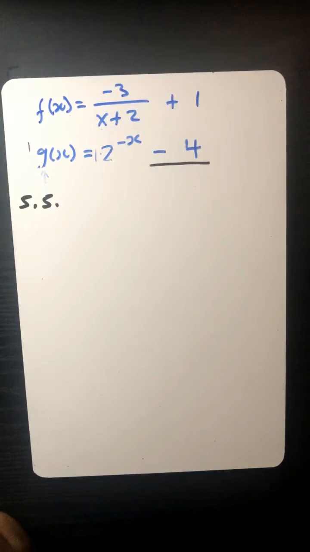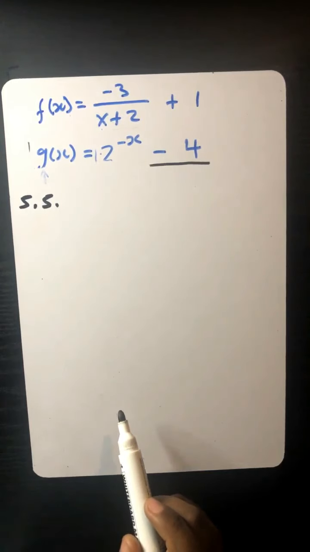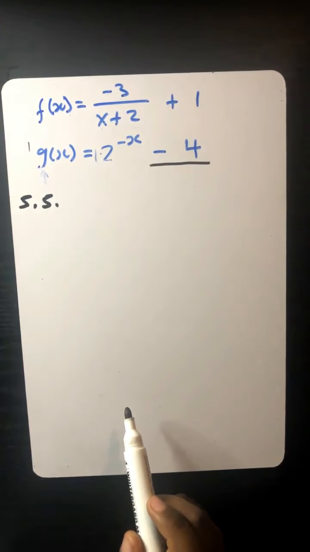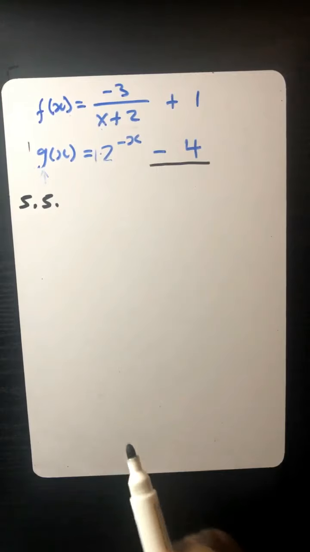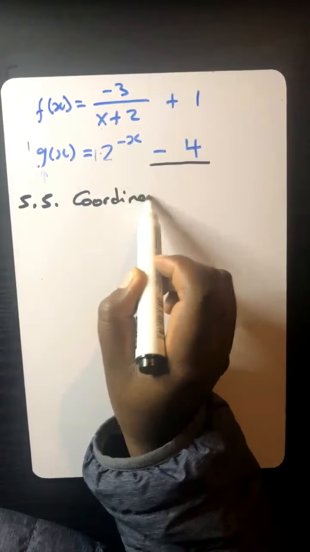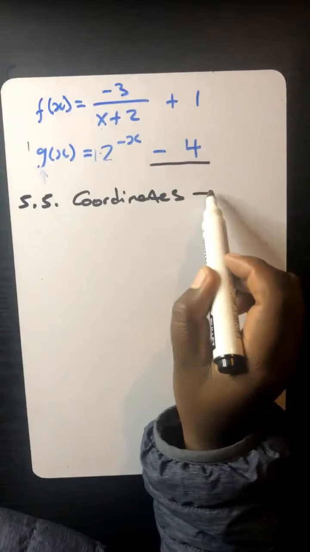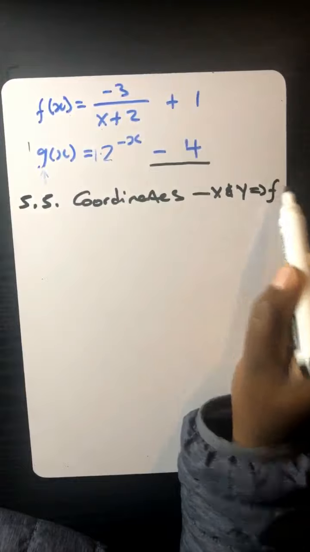So you must determine the coordinates for the x and y intercept of f. Okay. So, guys, in this case, they want you to determine the coordinates of the x and the y intercept of f. Very, very important. So the cream of the question here is that what the question wants you to calculate is the coordinates for the x and y for the graph of f.